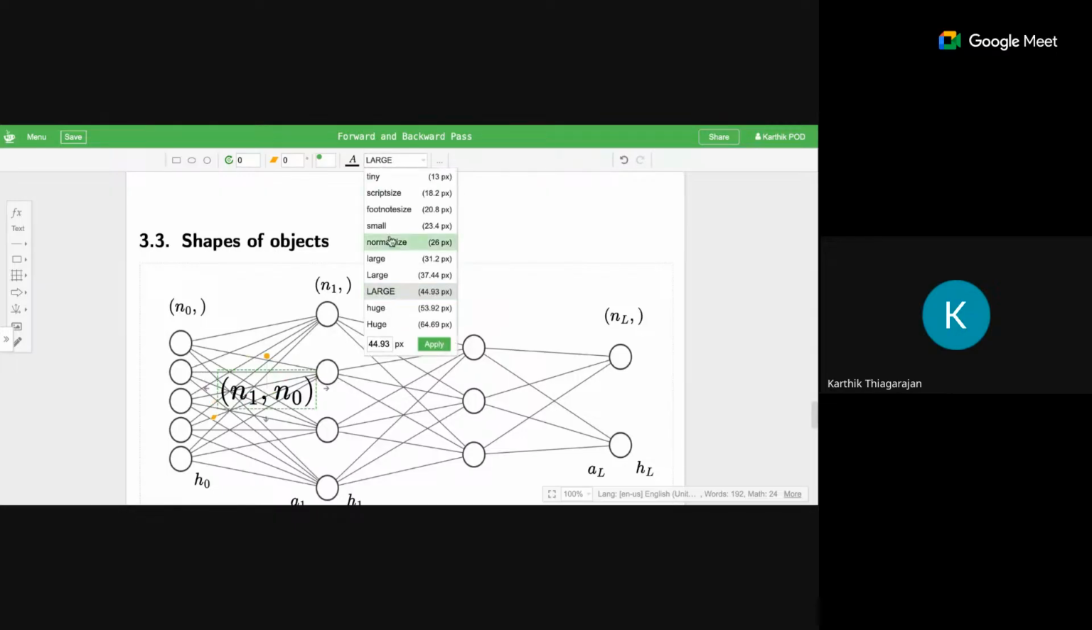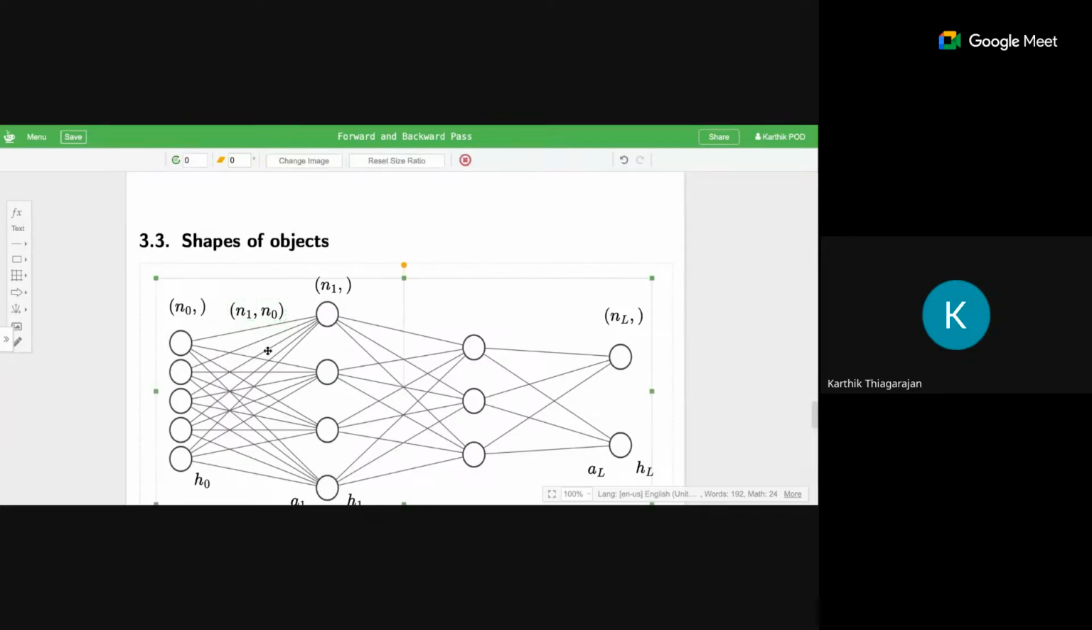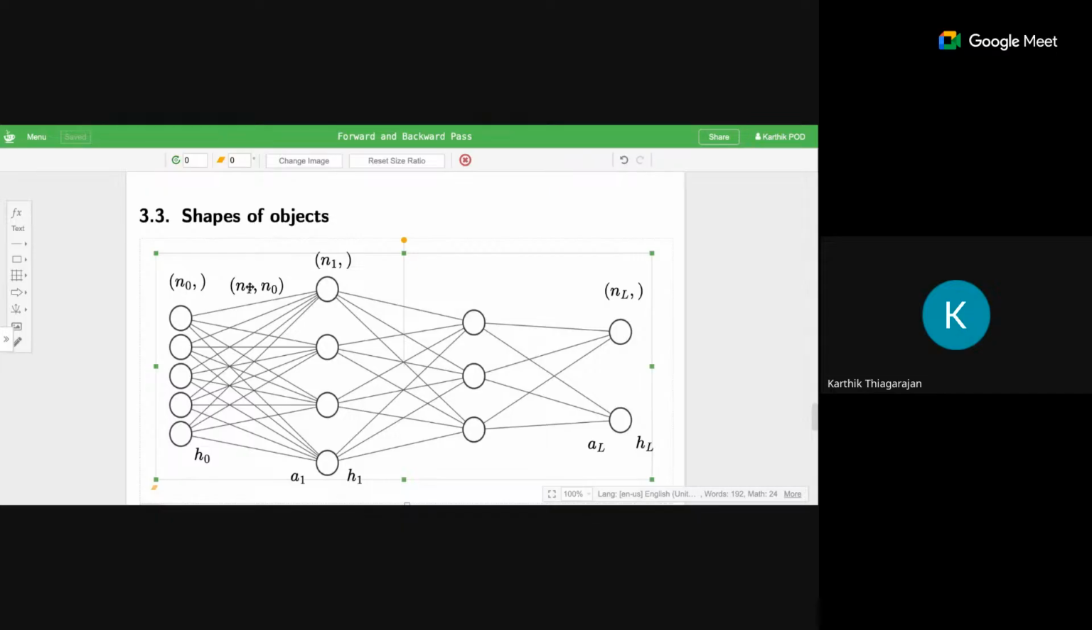Okay, it's ugly. So let's go back to N1 and N0 itself. I'll move it here. All these lines that you see are actually N1 into N0 lines. All those connections, the values or the importance of those connections, can be put into a matrix, and that matrix will have shape N1 cross N0.